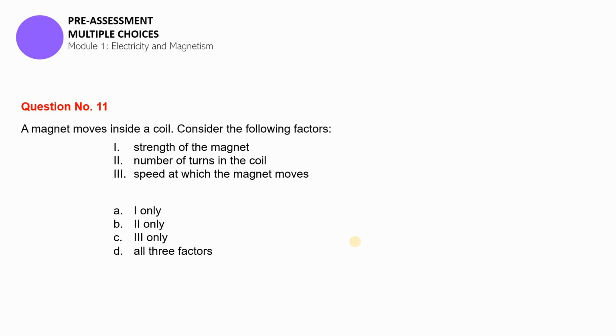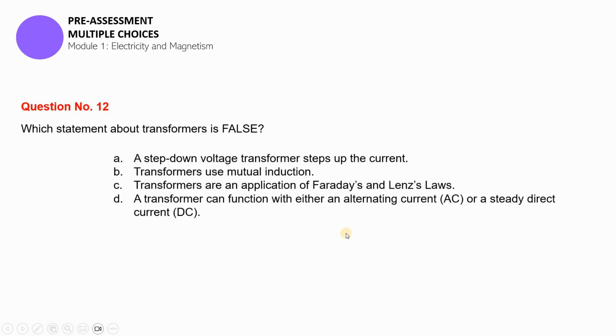If you were through, let us proceed to the next question. Question number 12. Which statement about transformers is false? Letter A. A step-down voltage transformer steps up the current. Letter B. Transformers use mutual induction. Letter C. Transformers are an application of Faraday's and Lenz's laws. Letter D. A transformer can function with either an alternating current or AC or a steady current DC. If you need more time, pause this video.